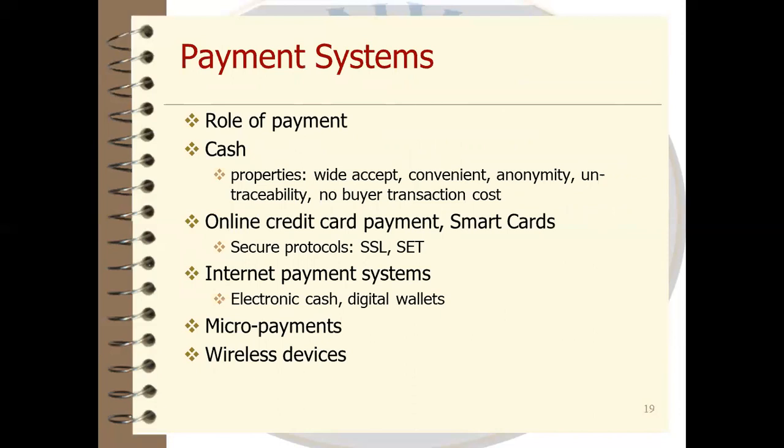Now these are the payment systems of an e-commerce. Now what is the role of a payment? There may be cash, that is widely acceptable, anonymous, and has no buyer transaction cost. There may be an online system, credit card, smart cards, and internet payment systems, meaning electronic cash or digital wallets, the e-wallets, the e-cash, the micro payments, the small payments like mobile recharge, and wireless devices.